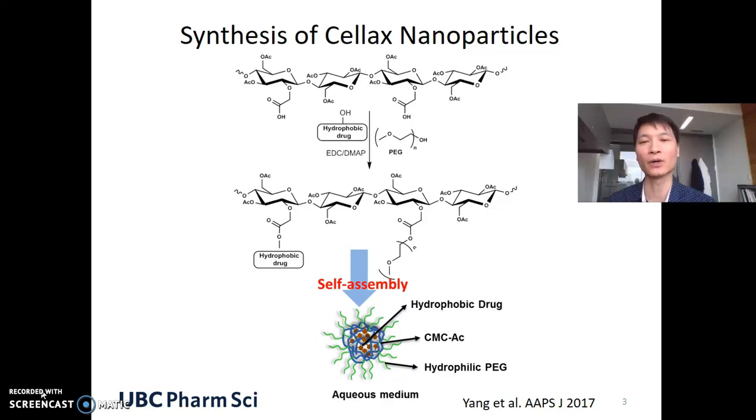The key point is that we want to maintain the balance between the water solubility and the lipid solubility of the final compound. The particle size of Cellax nanoparticles is about 120 nanometers, but by introducing different chemistries and different conjugation ratios, we can actually control the size down to 20 nanometers.